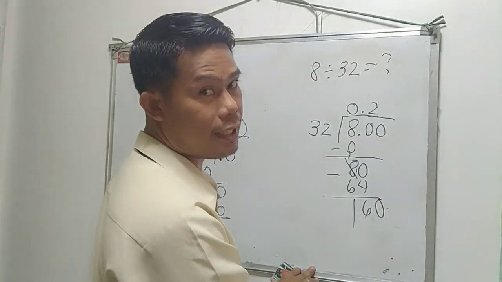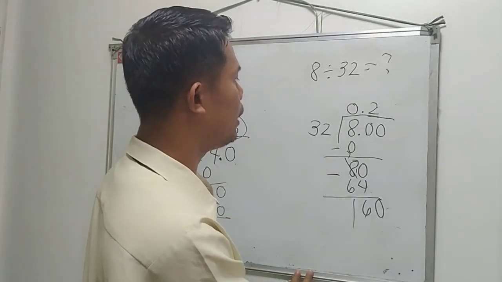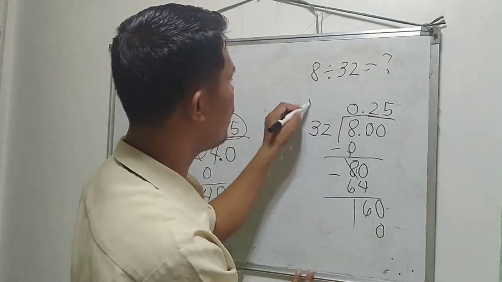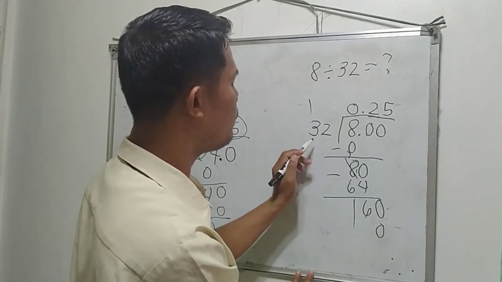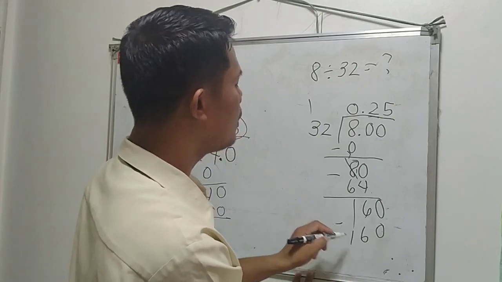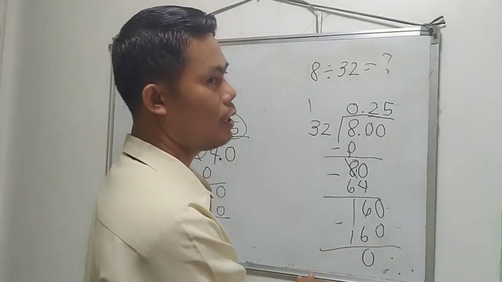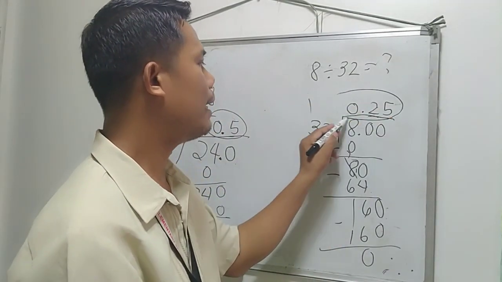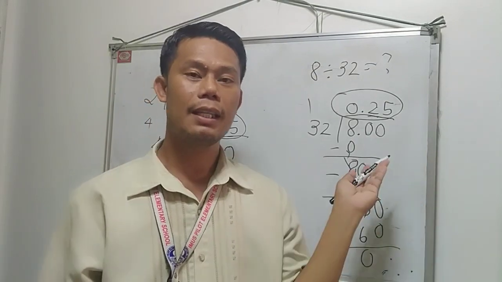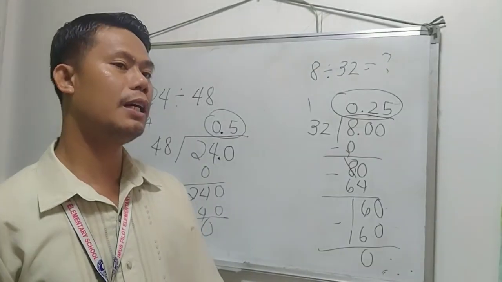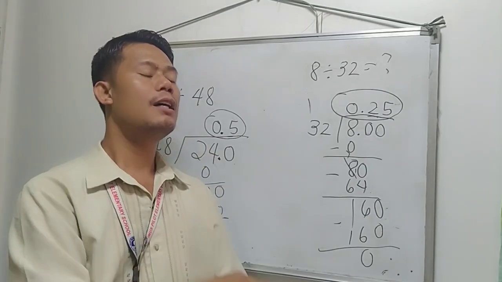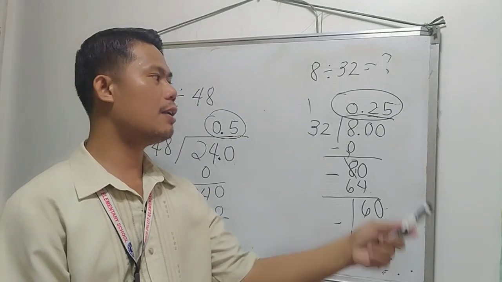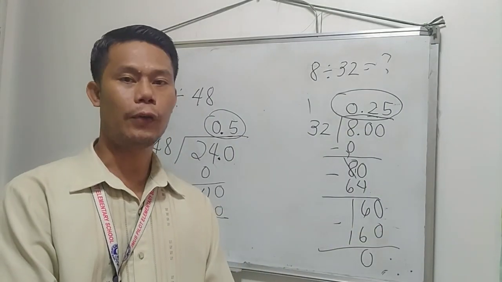So we have 160 divided by 32. So we have 5. So 5 times 2 equals 10. Carry up 1. 5 times 3 equals 15 plus 1 equals 16. So we have 0. So our answer for 8 divided by 32 is 0.25, 25 hundredths. Okay, napansin nyo ba na kapag nag-divide tayo ng whole number by another whole number, na ang ating divisor is bigger than the dividend, our answer is in the decimal form.